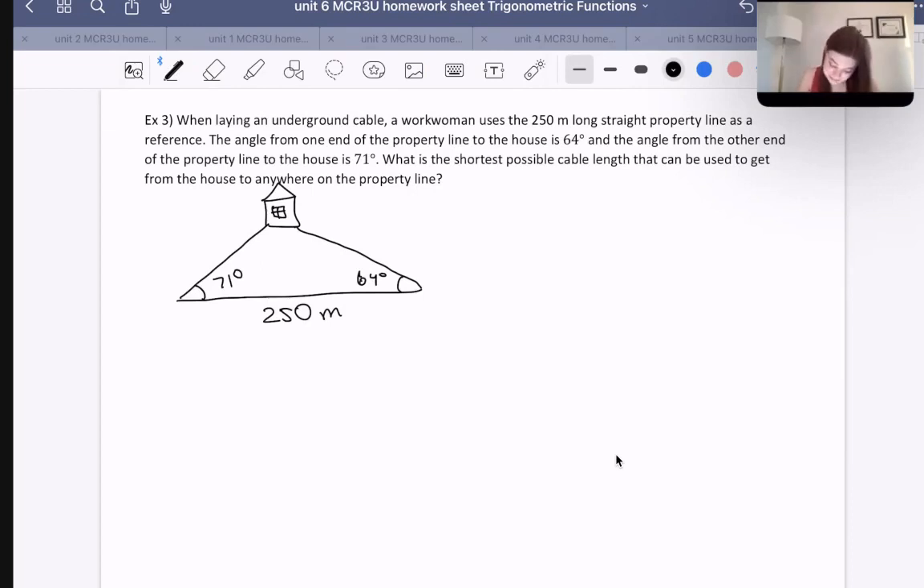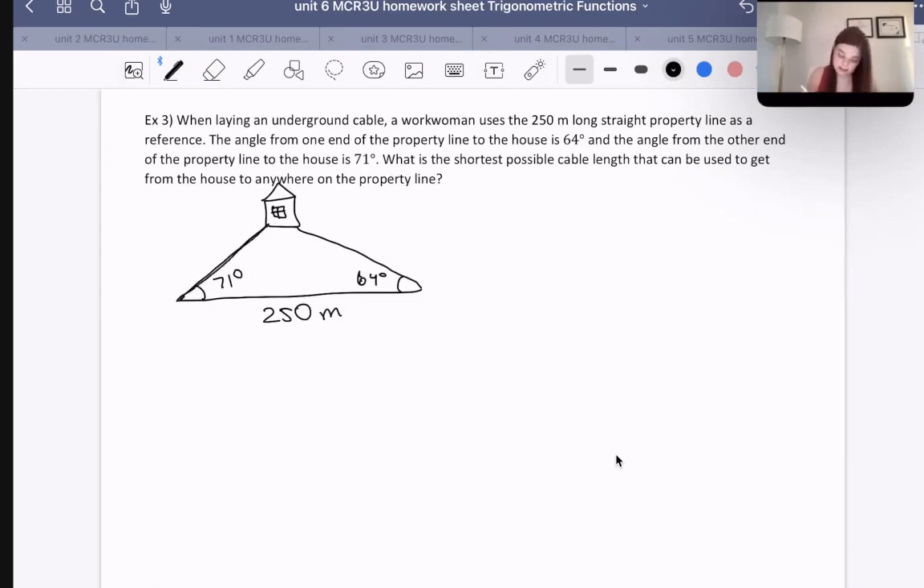And then it says, what is the shortest possible cable length that can be used to get from the house to anywhere on the property line? So first of all, we need to know, well, which one of these is shorter, right? Because it's going to be one of these that's going to go to either end of the property line, right? Now, which one specifically would it be, though?